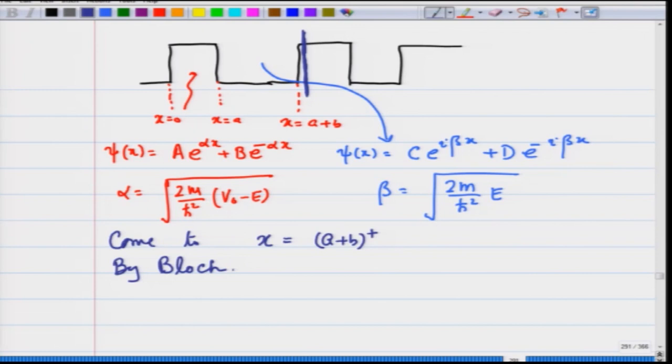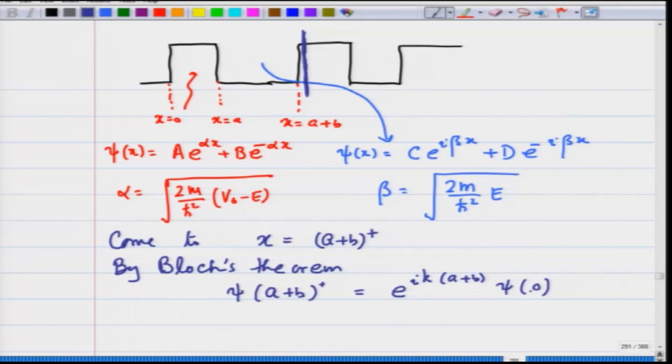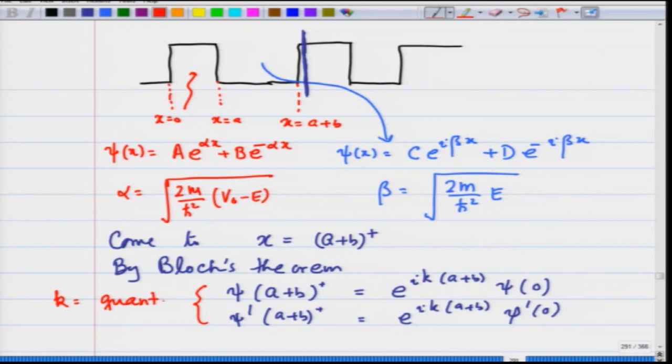Bloch's theorem, I would have psi at x equals a plus b plus is equal to e raised to i k (a plus b) psi at 0. And similarly, psi prime at a plus b plus would be equal to e raised to i k (a plus b) psi prime at 0. That is using the Bloch's theorem, and k is the quantum number that specifies the state psi k.